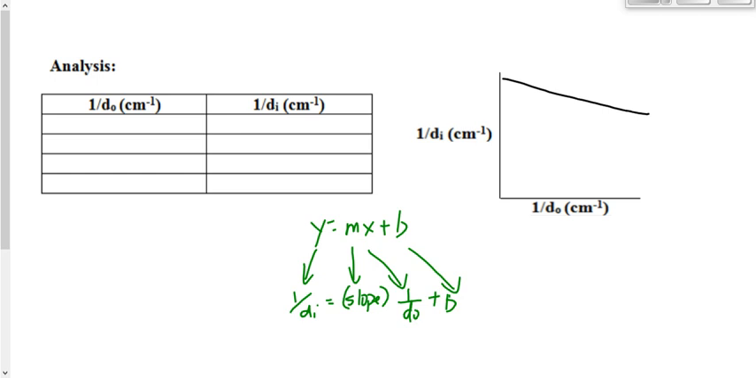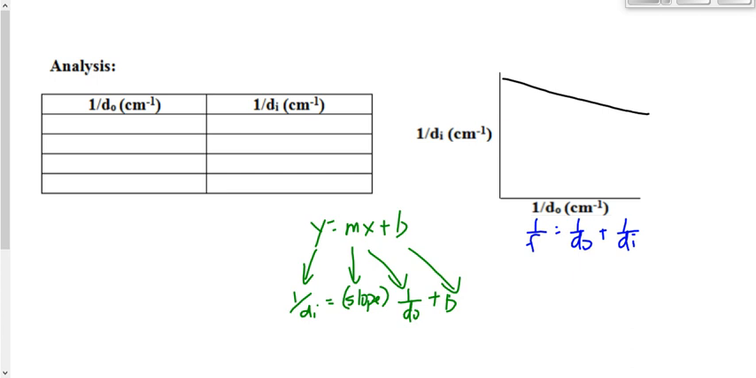Now let's identify an equation from my data sheet that has the same variables in it. 1 over dO and 1 over di. Which one is it? Good. It's the equation we learned yesterday, the lens equation, right? 1 over f is equal to 1 over dO plus 1 over di.